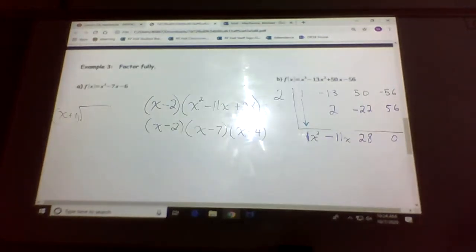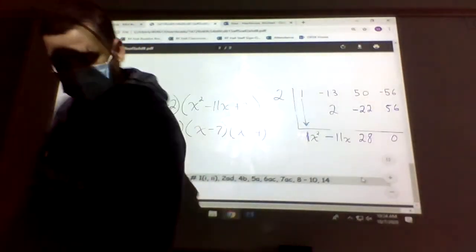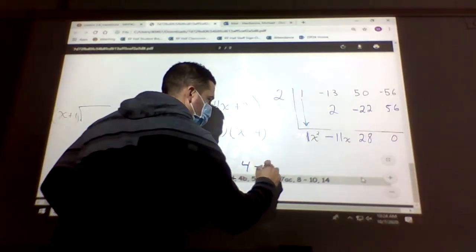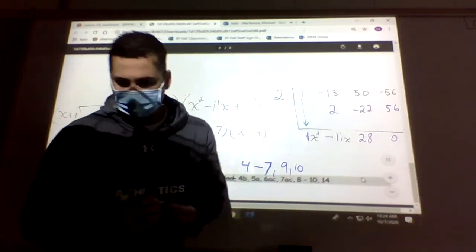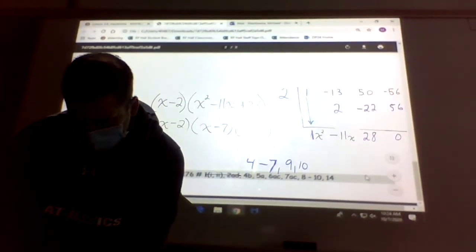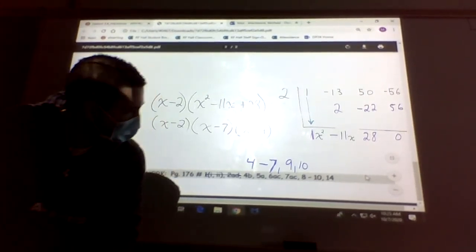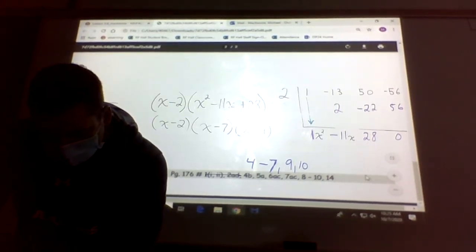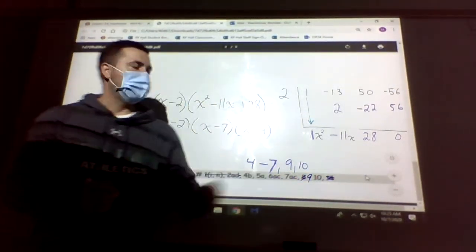Okay, I want to fix something on the homework. I don't want you guys to do number 1. Scrap this. I just want 4 to 7. So 4 to 7, 9 and 10. So let me double check in my textbook. Page 176. Yeah, definitely not 8. Definitely not 14. Yeah. So 4 to 7, 9 and 10.